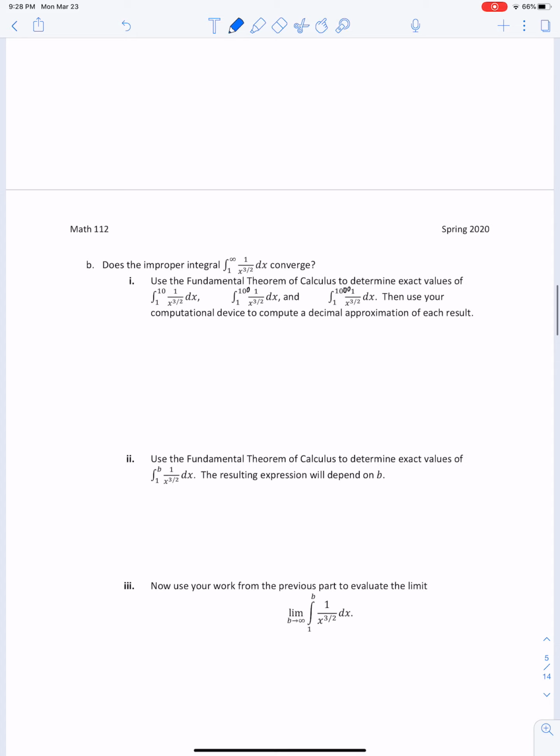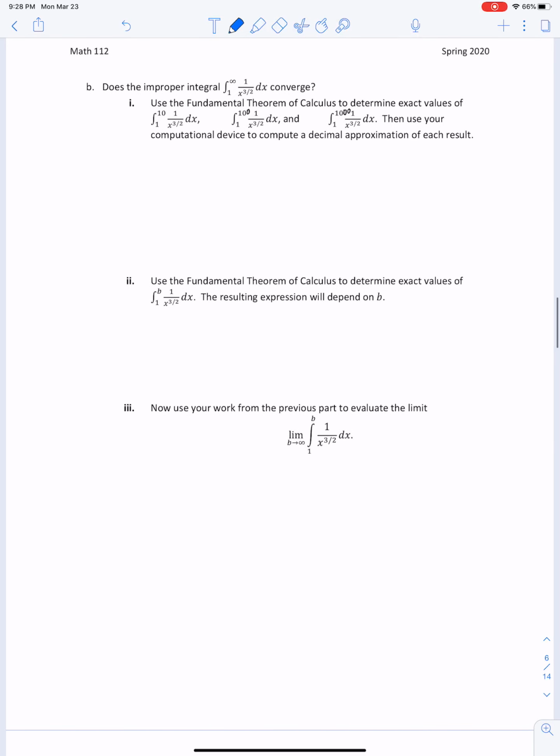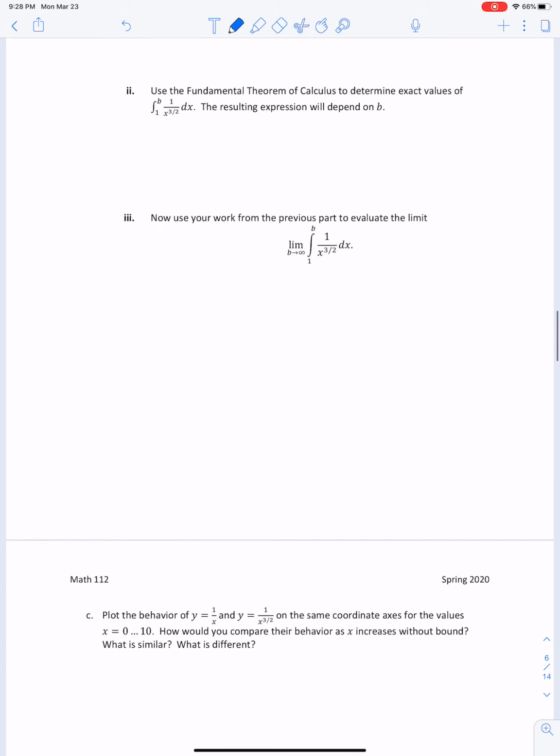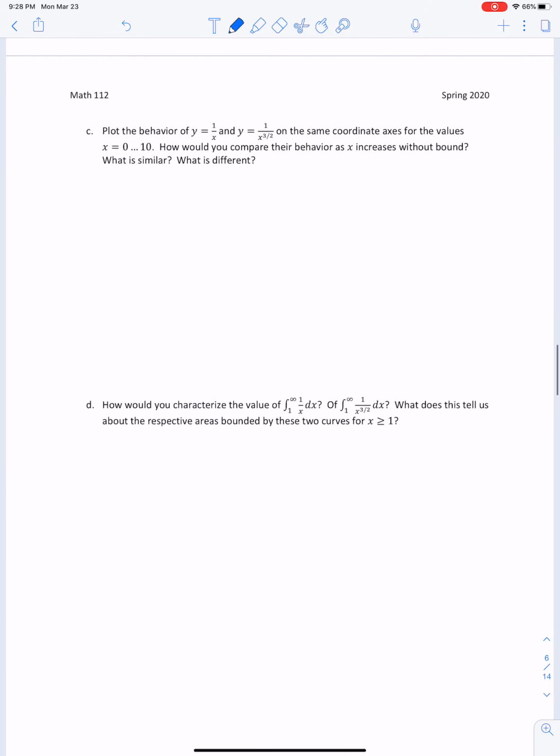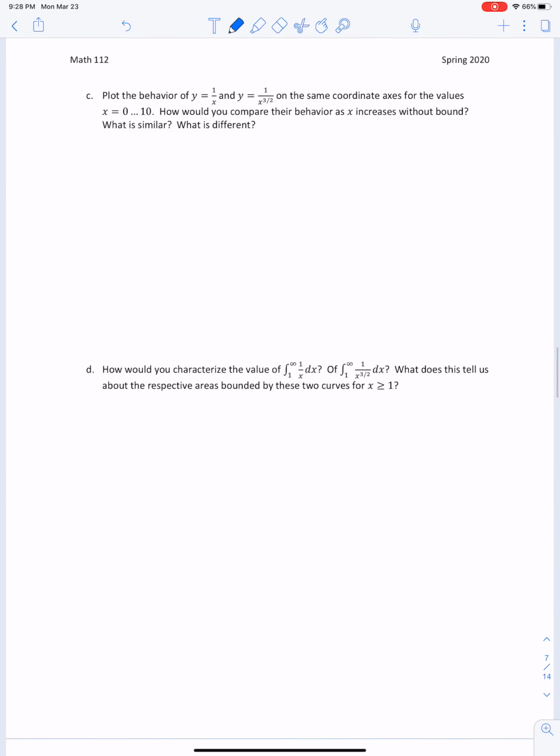On the other hand, if you look at the integral of 1 over x to the 3/2, this does converge. In fact, it converges to the number 2. You'll see that in the course of your investigations here. Parts C and D asked you to compare the two functions. One of them, the improper integral, converges. The other one does not converge.